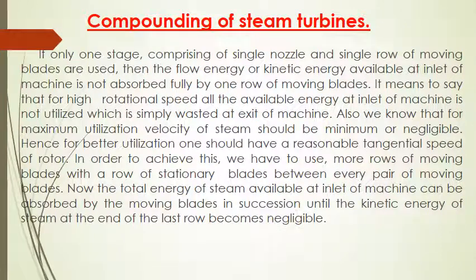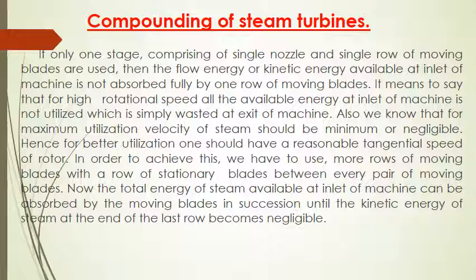Now we will discuss a very important property of steam turbines, which is compounding of steam turbines. If only one stage comprising of single nozzle and single row of moving blades is used, then the flow energy or kinetic energy available at inlet of machine is not absorbed fully by one row of moving blades. It means that for high rotational speed, all the available energy at inlet of machine is not utilized, which is simply wasted at exit of machine.